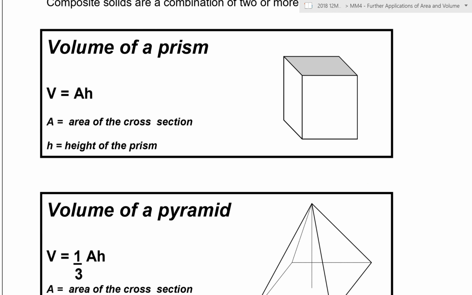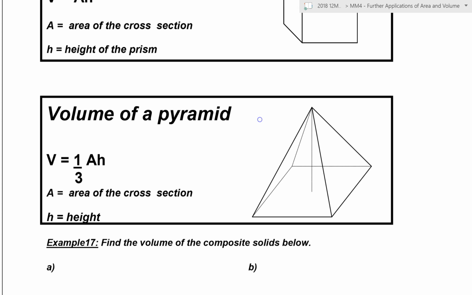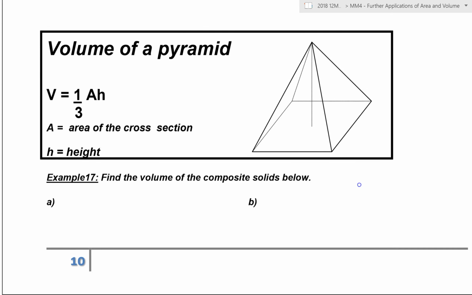So, volume of a prism, area of the base times the height. Here's my base, work out the area of that, times it by the height, done. Volume of a pyramid, here's my base, this area here. Work out the area of that, multiply it by a third, multiply it by the height, and that gives me the volume of a pyramid, and the same goes for a cone. Remember that a cone is essentially a circular pyramid, so a third of pi r squared times the height.